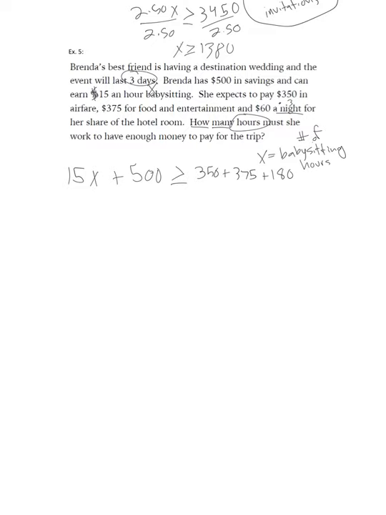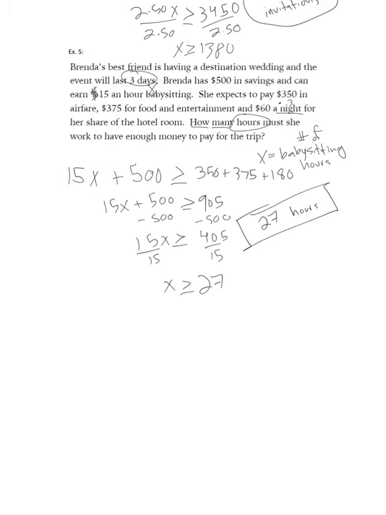So now we're going to add all these like terms on the right side and use our inverse operations to solve. So I'll let you go ahead and do that. Pause the video now and do that on your own. So once we solve that inequality, we see that Brenda just needs to have at least 27 hours of babysitting to pay for the trip.